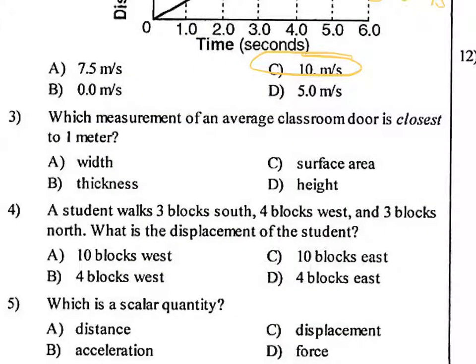Question number 3 is about which average classroom door measurement is closest to 1 meter. Okay, a meter, remember, is like your foot to your hip. So the best answer there is going to be width. These questions are always on the test, so make sure you understand them.